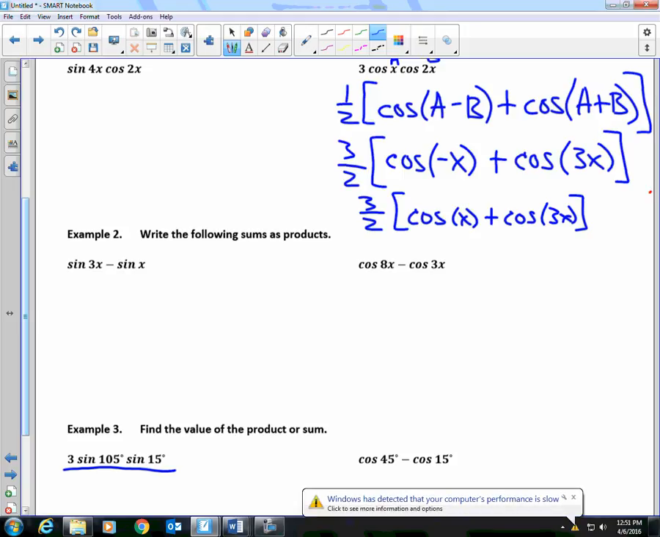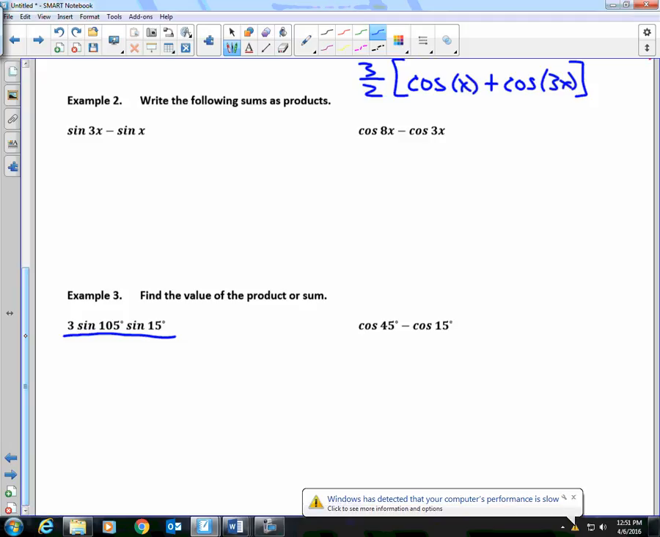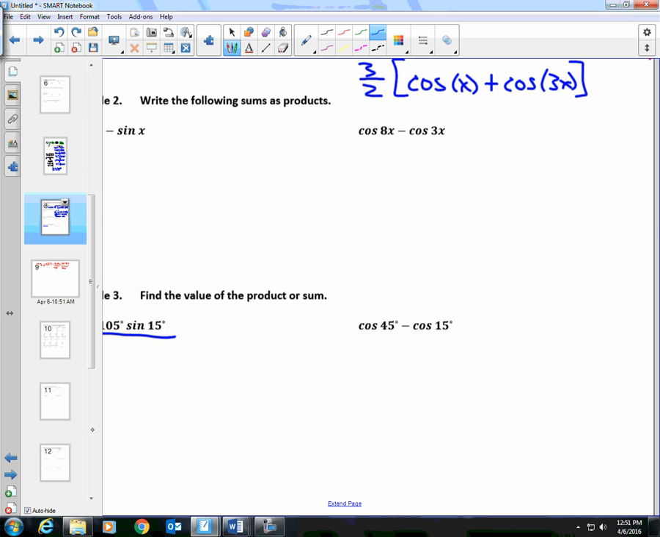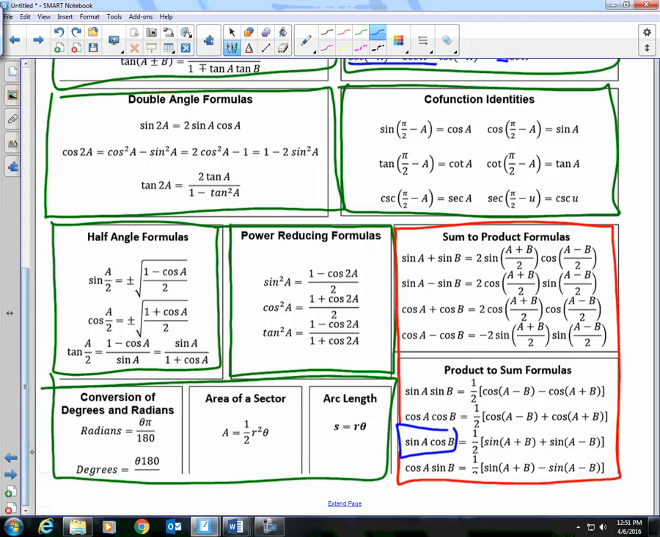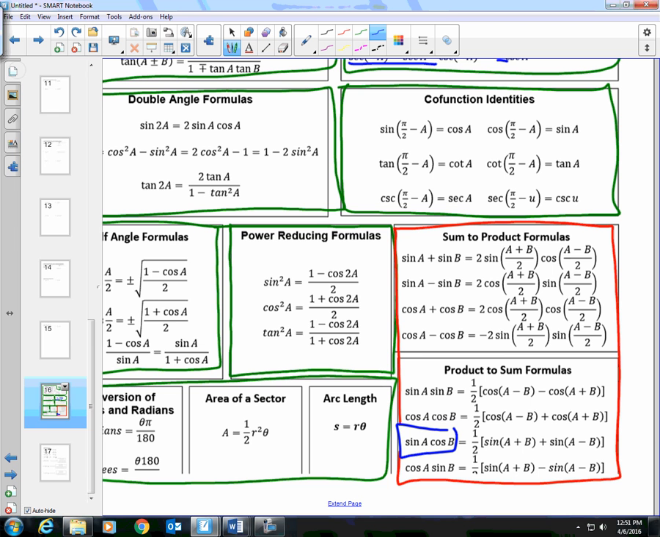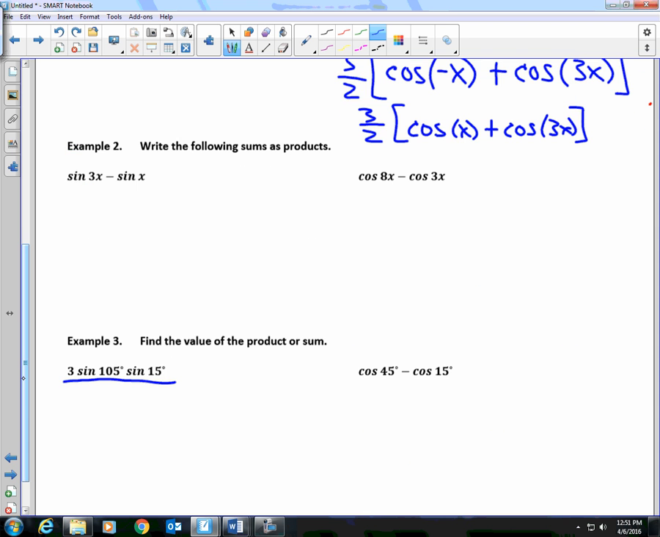Okay, 2 more left, or 3 more left. Write the following sums as products. Now I'm going opposite. I'm going to take the sums and write them as products. So I got sine minus sine. I'm going to look it up. Second one, sine minus sine. So I got 2 cosine plus, sine minus. Cosine plus, sine minus. Cosine plus. Sine minus.